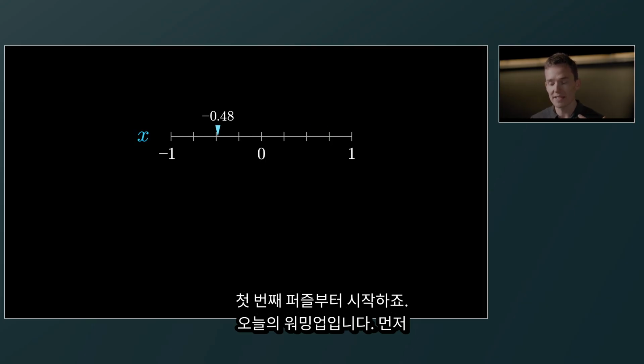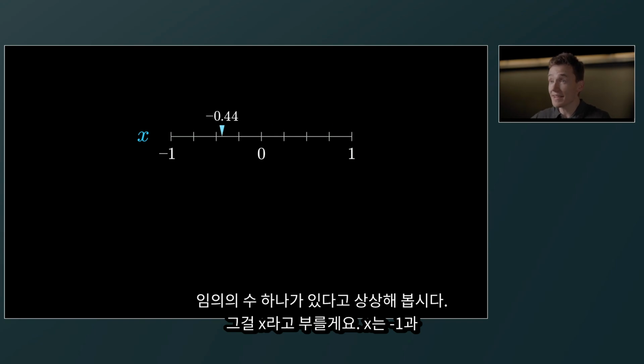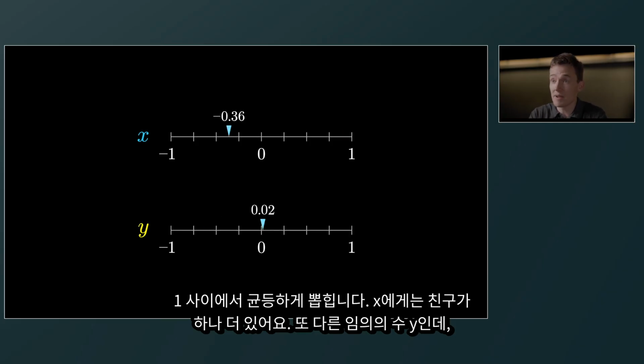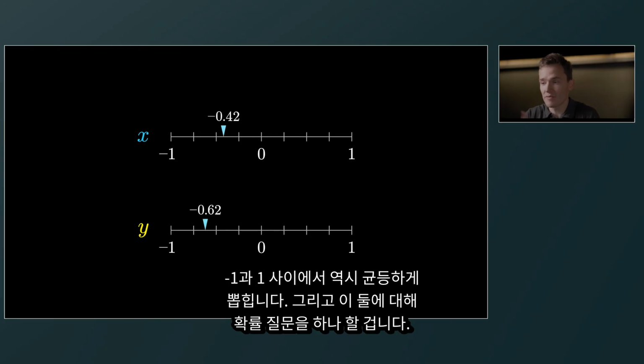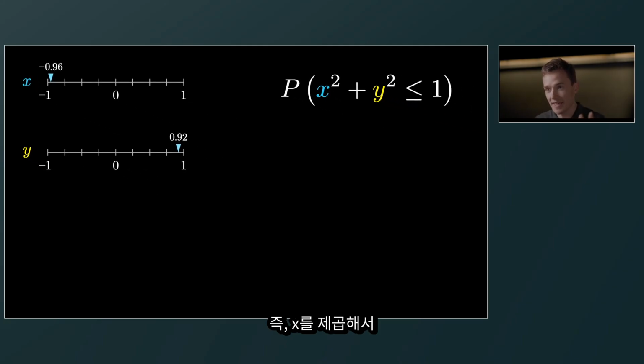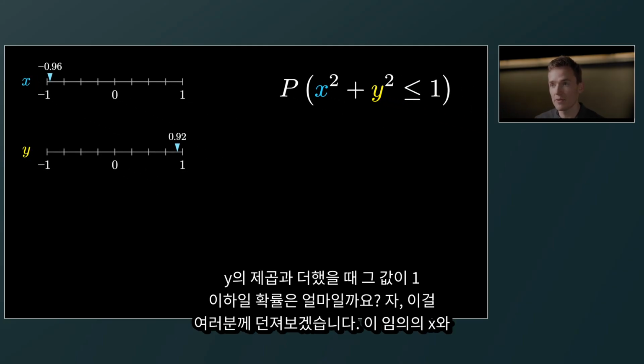We're going to start by imagining that there's a random number. I'm going to call it x. It's going to sit between -1 and +1, chosen uniformly. X is going to have a friend, another random number, y, chosen between -1 and +1 uniformly. And we're going to ask a probability question about both of these, which is what's the probability that if you square x and then you add it to the square of y, you end up with something which is less than or equal to 1.